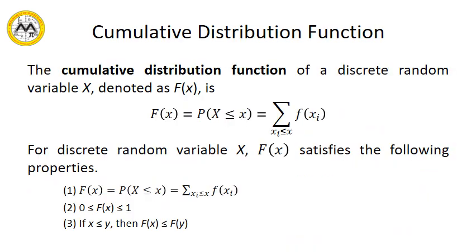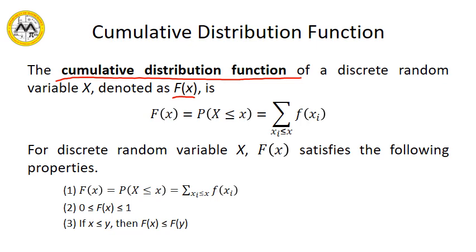Cumulative distribution function. The cumulative distribution function of a discrete random variable x is denoted by the uppercase F of x, which is equal to the probability of the random variable x taking values lower than or equal to x, which is equal to the summation of f of x sub i, where x sub i is less than or equal to x.